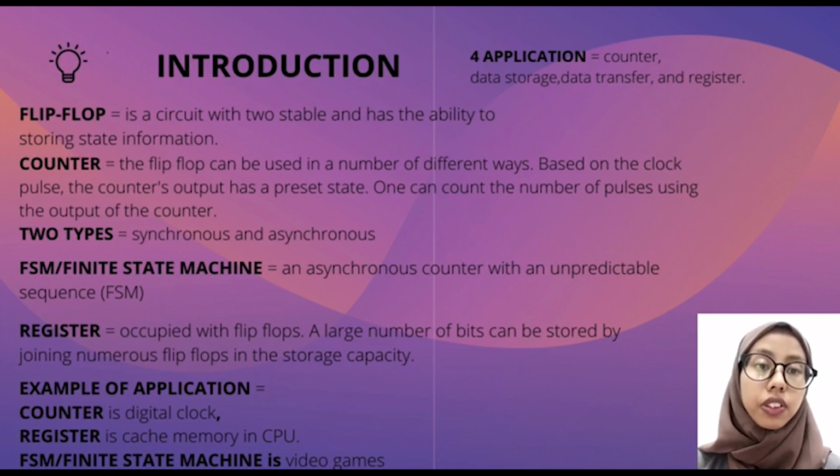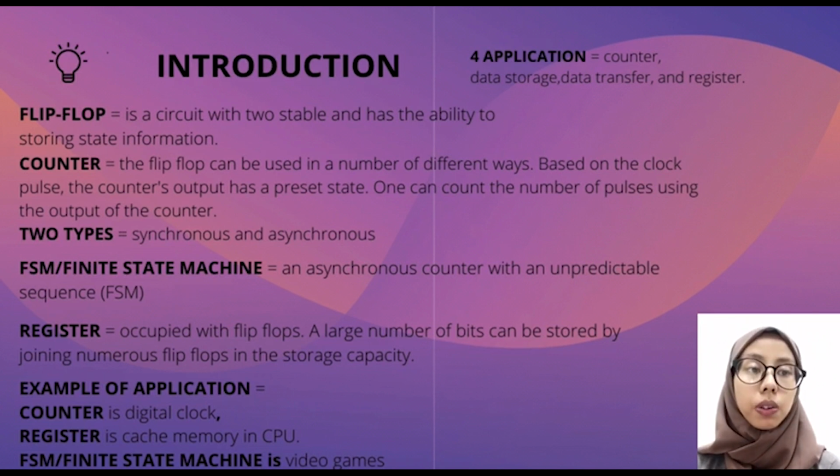Counter is the flip-flop that can be used in a number of different ways based on the clock pulse. The counter's output has a preset state. One can count the number of pulses using the output of the counter. Counter has two types, that is synchronous and asynchronous.